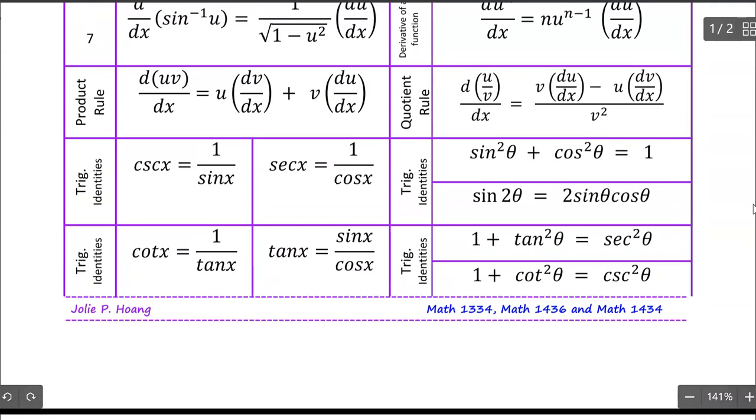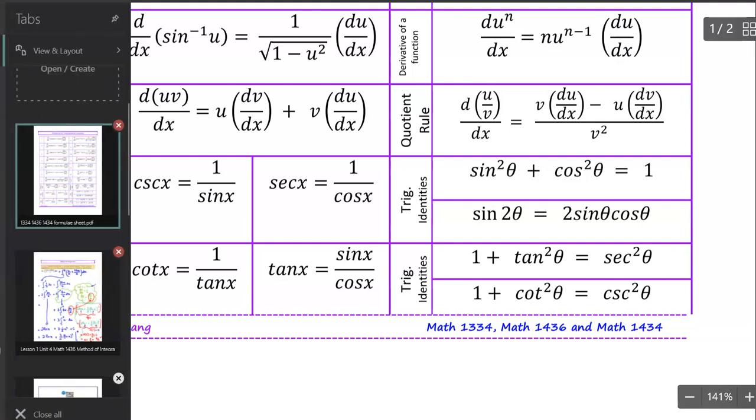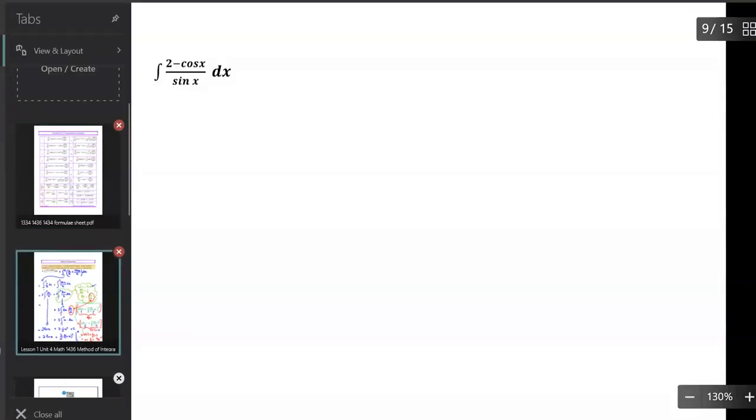So where do we find trig identity? We find trig identity on the other formula that I gave you. So you can see that if you have sine over cos, it becomes tangent. Okay? So if you have cos over sine, it becomes cotangent. Okay? So let's go back and see what we can do with that.